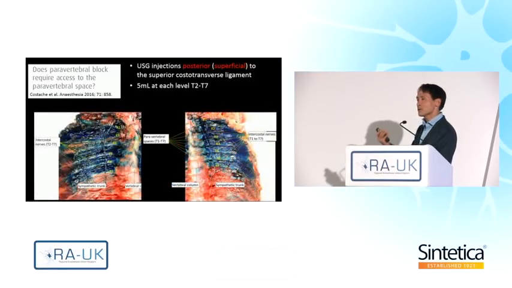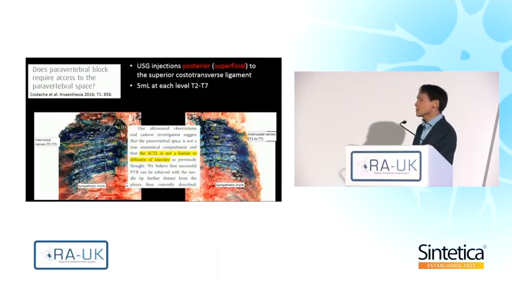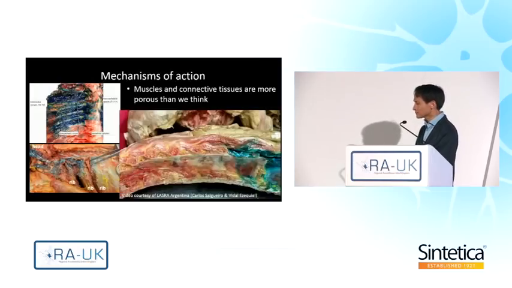Despite injecting above that costotransverse ligament, they got this dense staining. This is the anterior surface of the posterior wall. You can see this dense staining all along the paravertebral space in the vertebral column, extending out into the intercostal spaces and catching the sympathetic trunk as well on both sides. So what they concluded was that the superior costotransverse ligament doesn't appear to be a barrier to local anesthetic diffusion, as we might previously have thought.